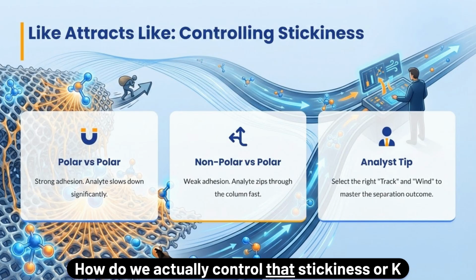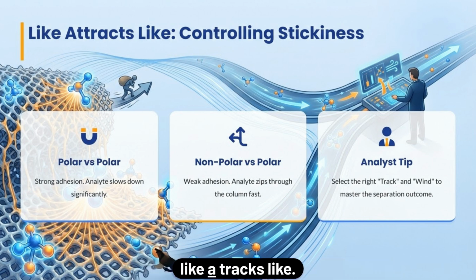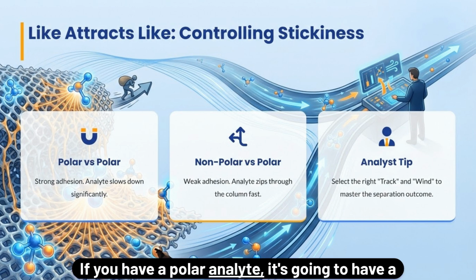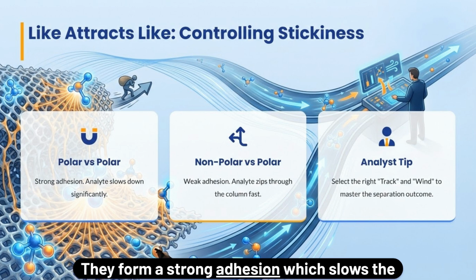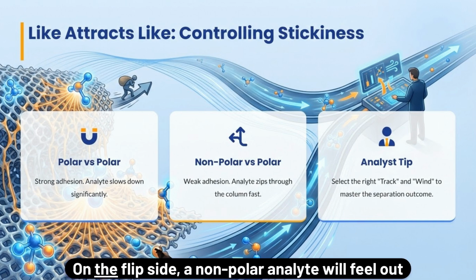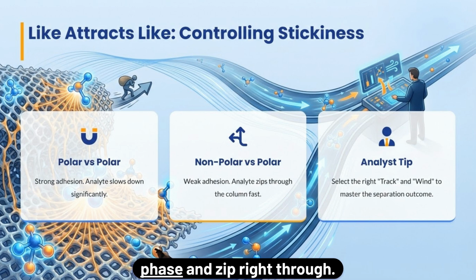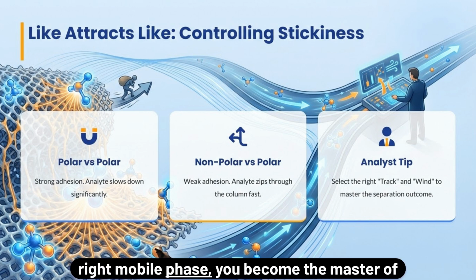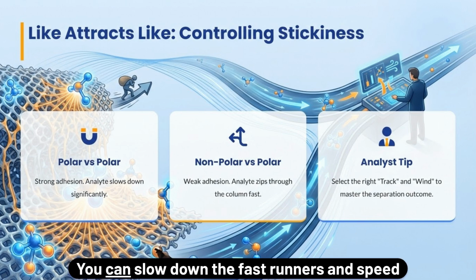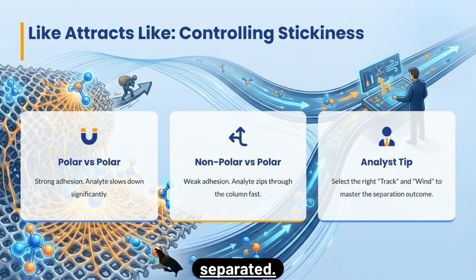How do we actually control that stickiness or K value? We use the fundamental principle of polarity. Like attracts like. If you have a polar analyte, it's going to have a high affinity for a polar stationary phase. They form a strong adhesion, which slows the analyte down. On the flip side, a non-polar analyte will feel out of place on a polar track. It will prefer to dissolve in a non-polar mobile phase and zip right through. By choosing the right stationary phase and the right mobile phase, you become the master of the race. You can slow down the fast runners and speed up the slow ones until they are perfectly separated.